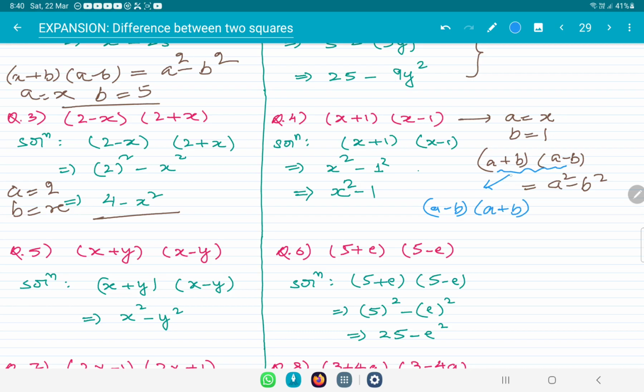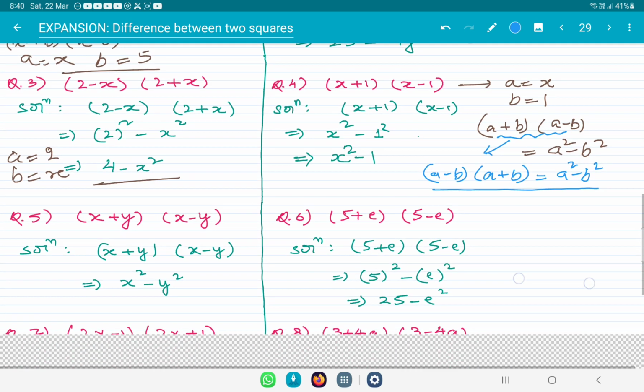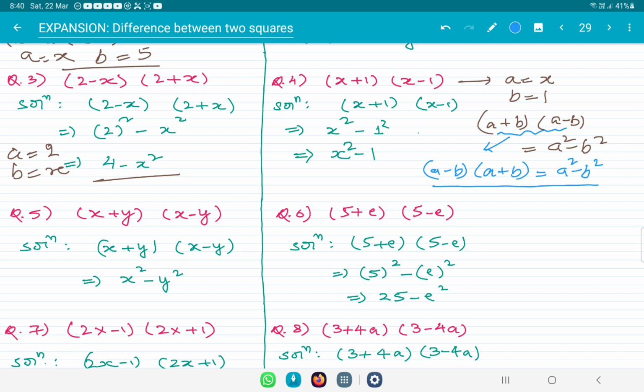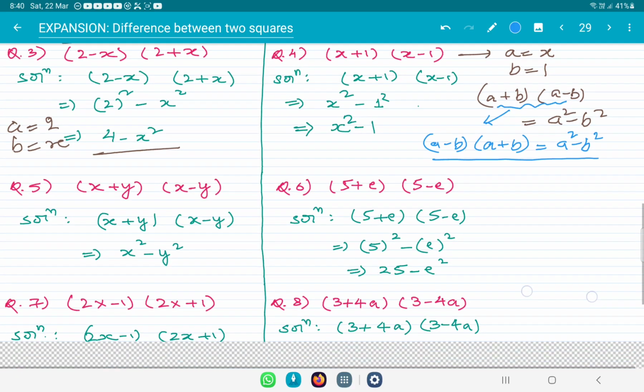You can change the position of a plus b and a minus b, but every time you will get a square minus b square. So don't be confused if we change the place of a plus b and a minus b, because as you know, due to the commutative law of multiplication, if we change the place of any two numbers, there will be no effect on your final answer.